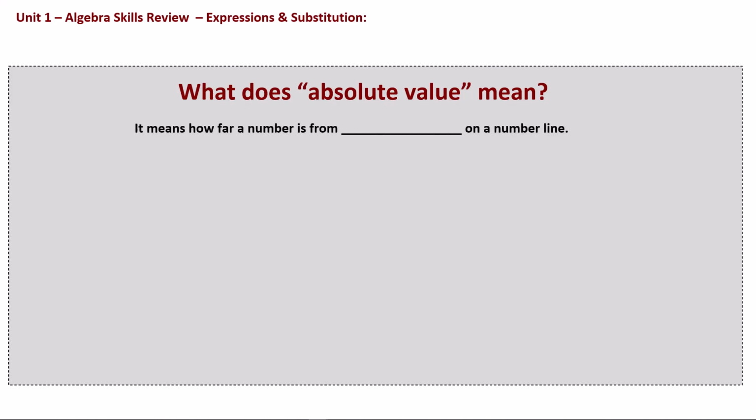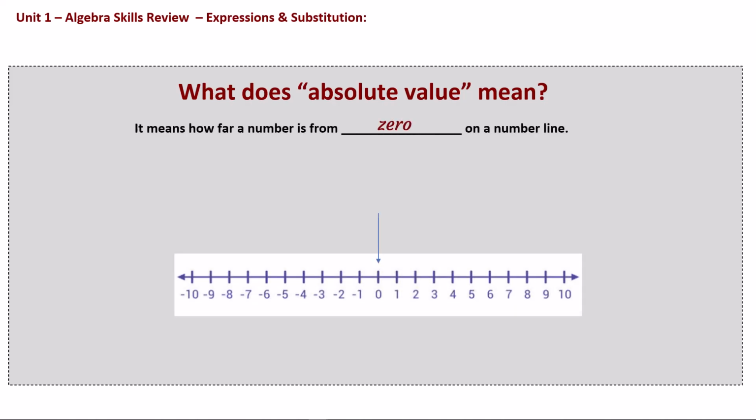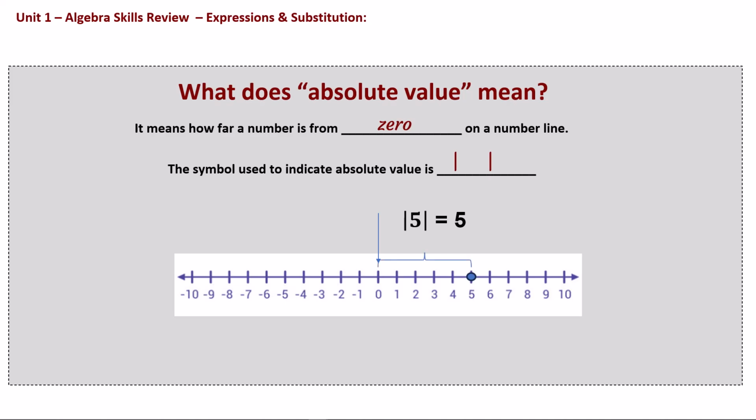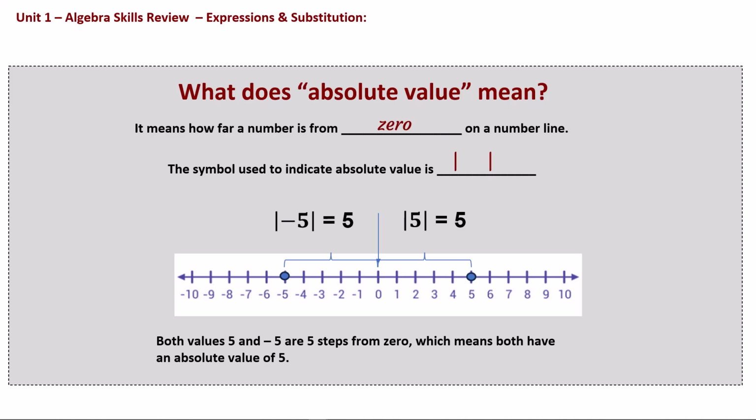It means how far a number is from zero on a number line. The symbol used to indicate absolute value is a pair of bars. Inside the pair of bars we have a 5. The absolute value of 5 is equal to 5 because it is 5 steps from 0. The absolute value of negative 5 is also 5 because it too is 5 steps from 0. Both values, 5 and negative 5, are 5 steps from 0, which means both have an absolute value of 5.